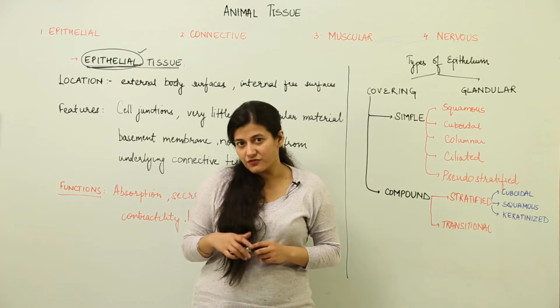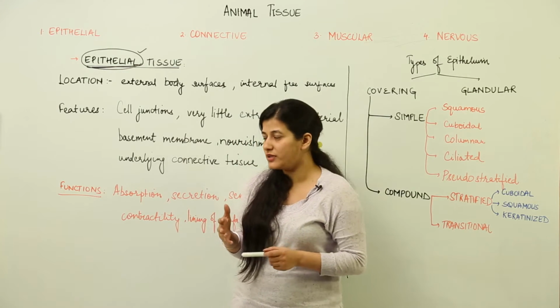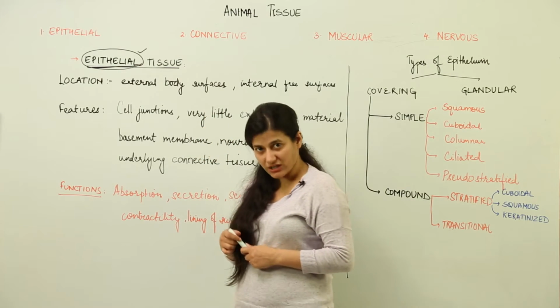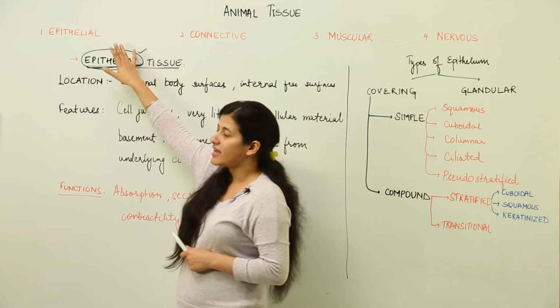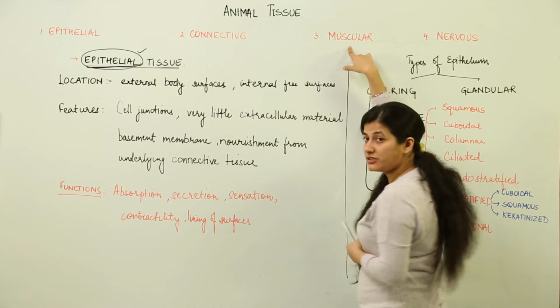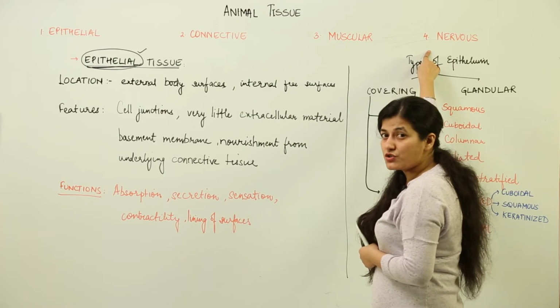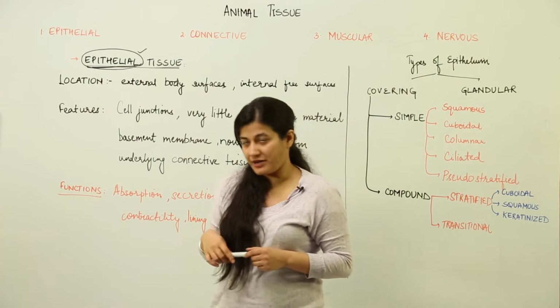So there are four types of tissues which form all the organs in our body. What is a tissue? You know that it is a group of cells which is designated to perform a particular function. So there are four types of animal tissues. First is the epithelial tissue, second is the connective tissue, third is the muscular tissue, muscles, and fourth is the nervous tissue which is responsible for the guidance and control by the brain.